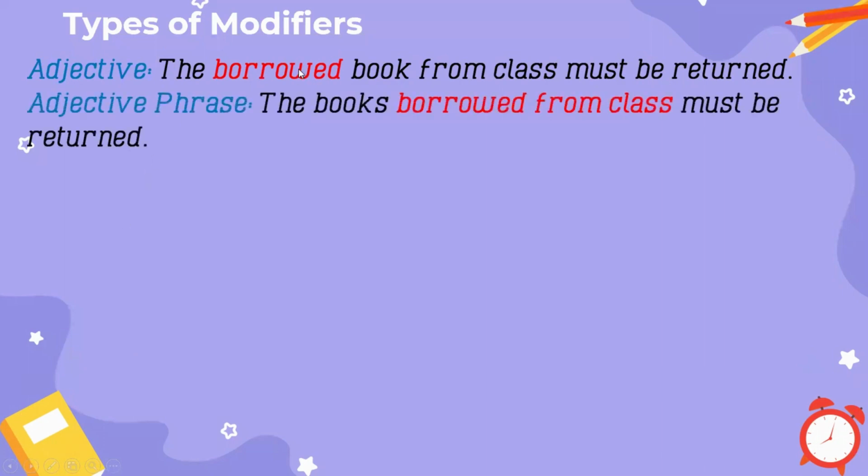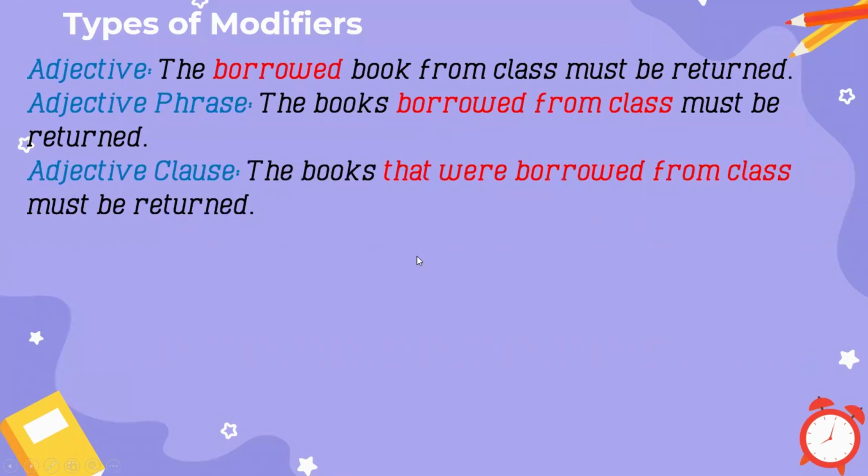But the word borrowed can also be transposed or can be a phrase also. The books borrowed from class, this is already a group of words, more than a word, that's why it's called a phrase. As we all know, this is a participial phrase modifying the subject books. Even though it is made up of words already, still it is an adjective, but in a form of phrase. Or it can also be in a form of a clause.